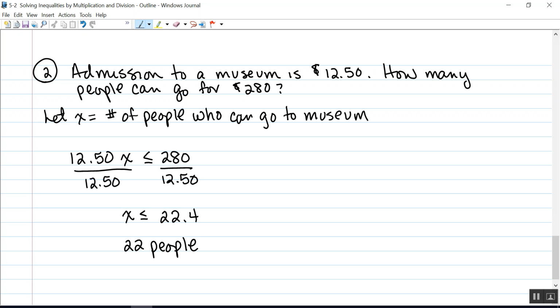In this lesson, we took a look at solving inequalities using multiplication and division. And it's very similar to solving an equation where you can multiply or divide both sides by the same number, except when you're multiplying or dividing by a negative number. Then you have to remember to flip your inequality sign. Your less than becomes a greater than, or your greater than becomes a less than.